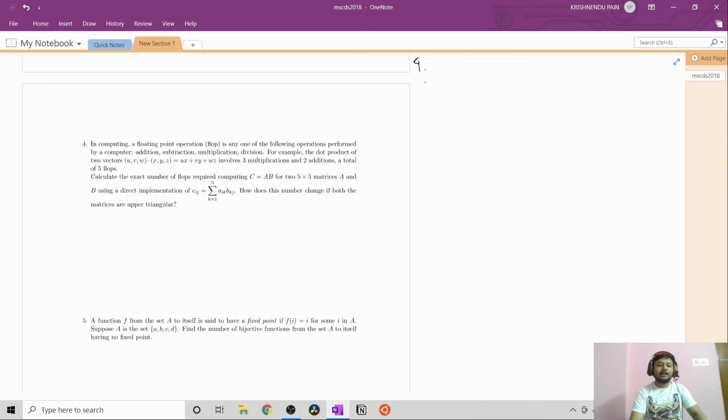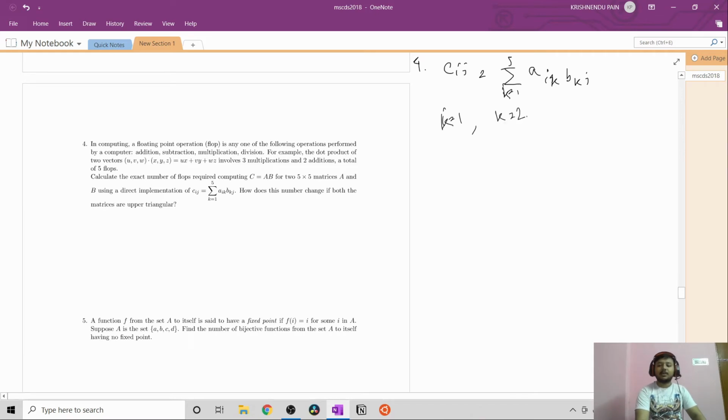We have to calculate the exact number of flops required for computing C equal to AB of two 5x5 matrices A and B using a direct implementation of Cij equal to summation k equal to 1 to 5 aik into bkj. For k equal to 1, there is one multiplication. For k equal to 2, there is one multiplication. Similarly for k equal to 5. So to get Cij, we will use 5 multiplications, and there will be 5 numbers, so we will have to add them. So we will use 4 additions. So there will be 9 flops for one element Cij.